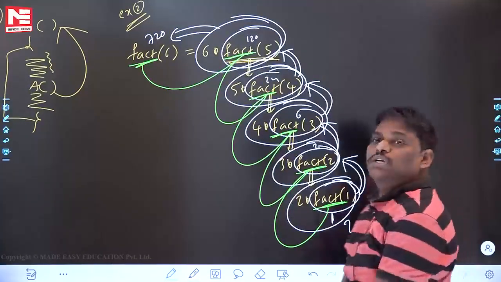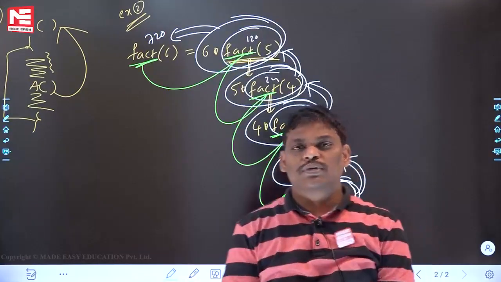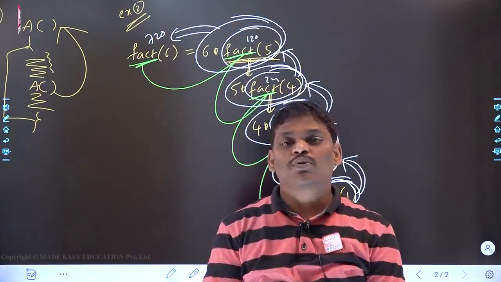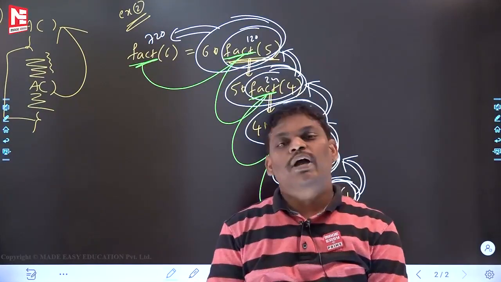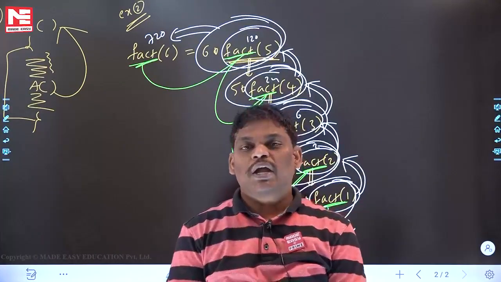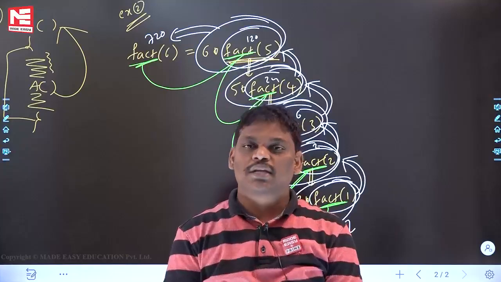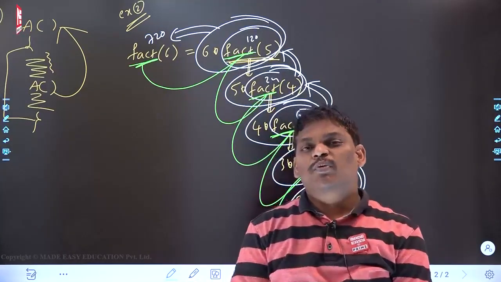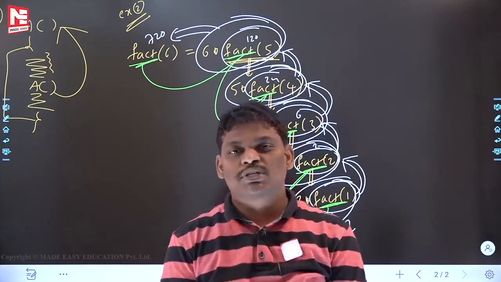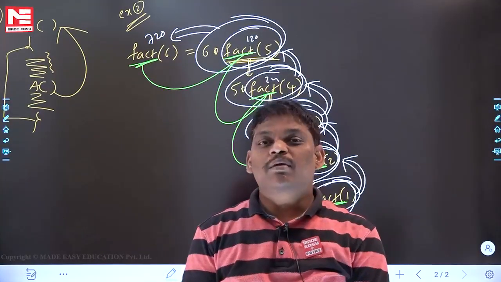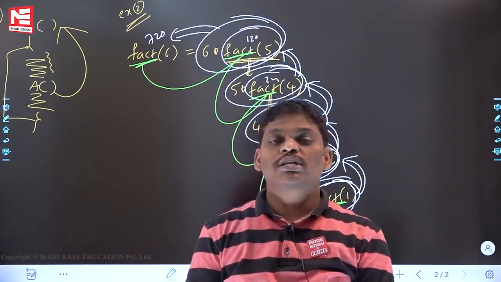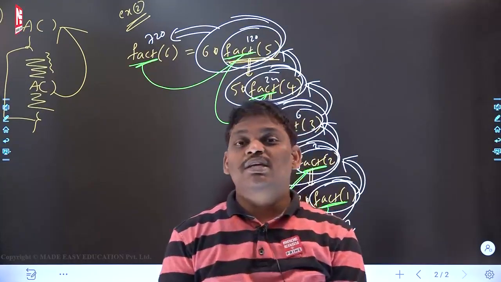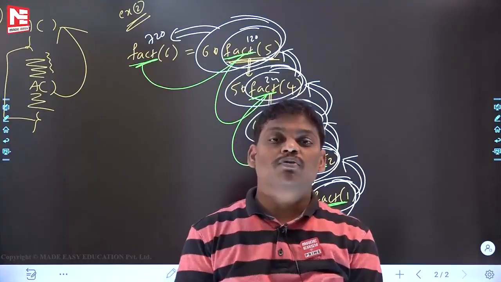Now one more thing I want to ask you: who called first? Factorial of 6 called. Function name is fact only, value 6. Next, factorial of 5. Next 4, next 3, next 2, next 1. Who called first? Factorial of 6. Did he complete immediately, or is he waiting for someone? He is waiting for factorial of 5. Did factorial of 5 complete immediately, or is he waiting for someone? He is waiting for factorial of 4.